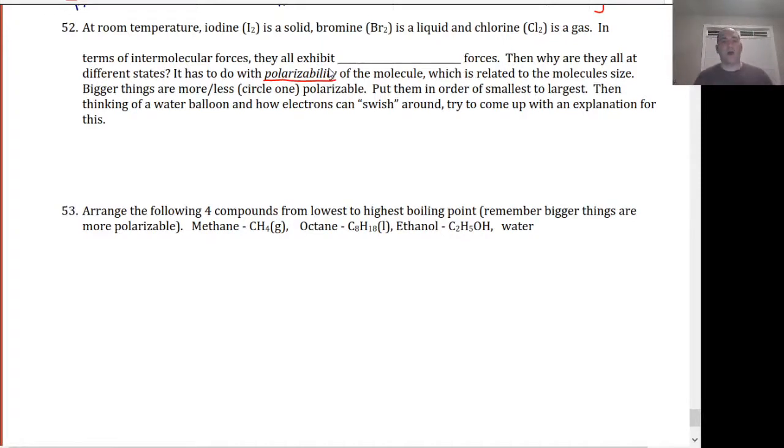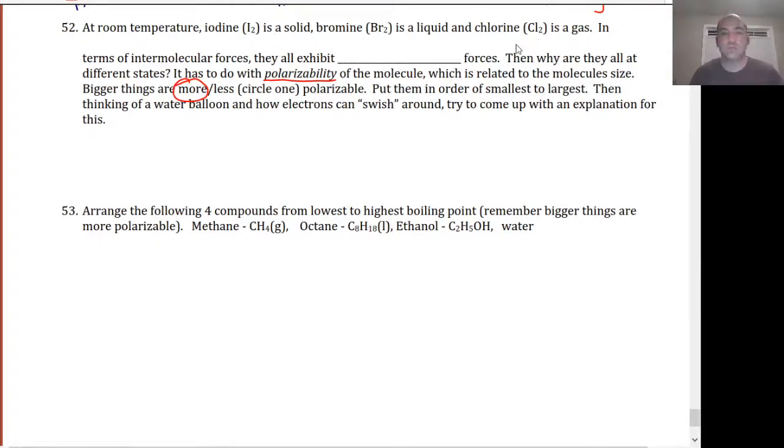The bigger the atom or the molecule, generally the more polarizable it is. So the more that those electrons can be pulled around, and so you have higher boiling points, stronger intermolecular forces for bigger molecules than for smaller ones. So in this example, you have iodine, bromine, and chlorine, I2, Br2, Cl2. Those are all nonpolar because they're just the same atom on two sides of a bond. But iodine's a solid, bromine's a liquid, and chlorine is a gas.